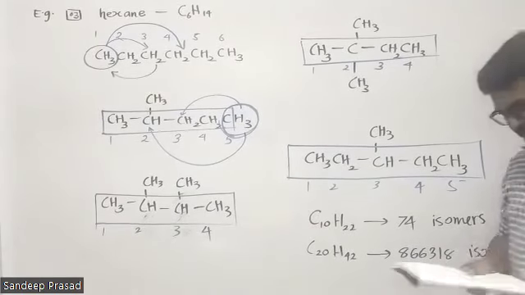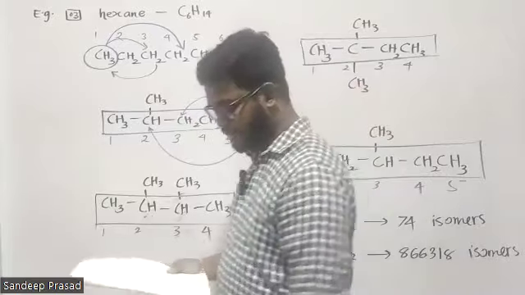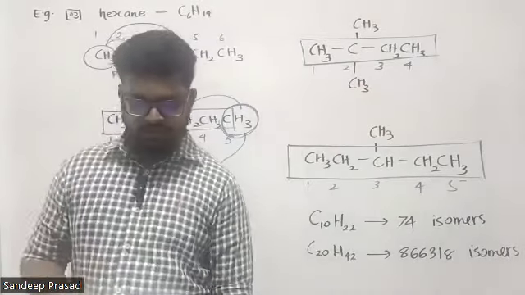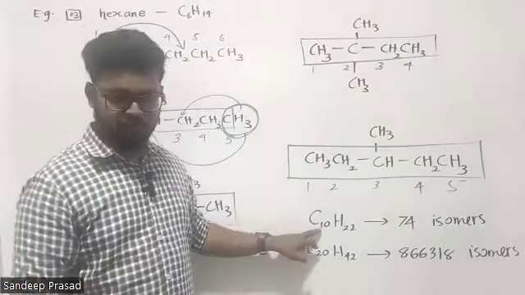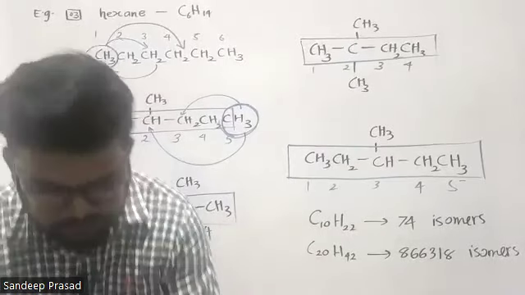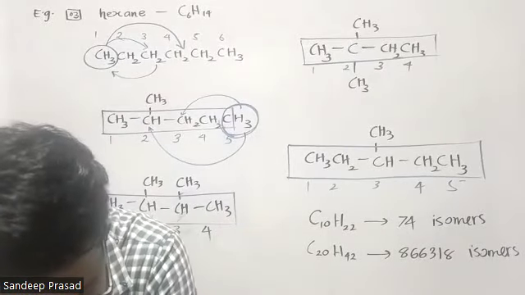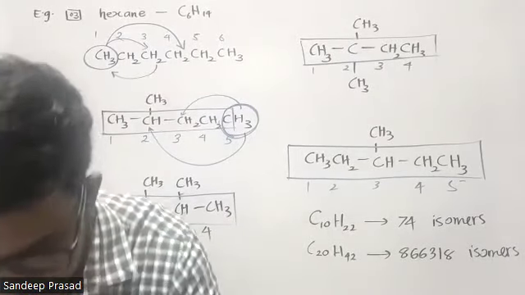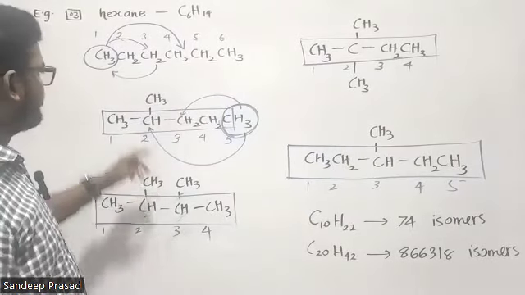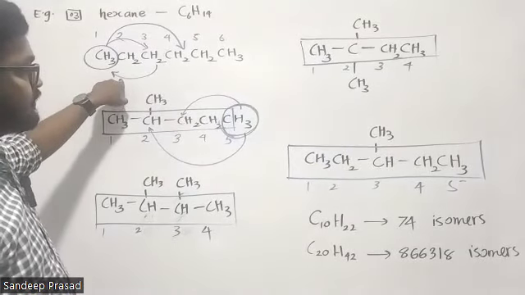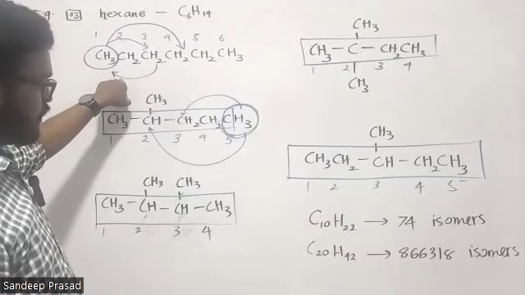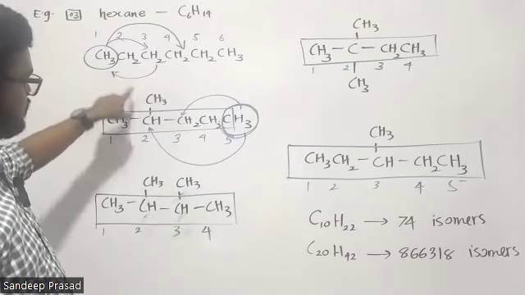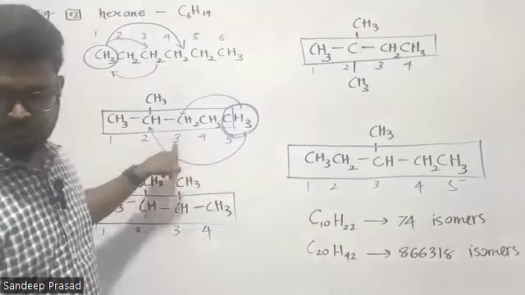Right. Finally, they have given 3 bullet points. Let's see. The alkane with 10 carbon atoms, write the molecular formula in the brackets. So the second one and the fifth one are the same. The second one, that means you are referring to which one? This one and this one.